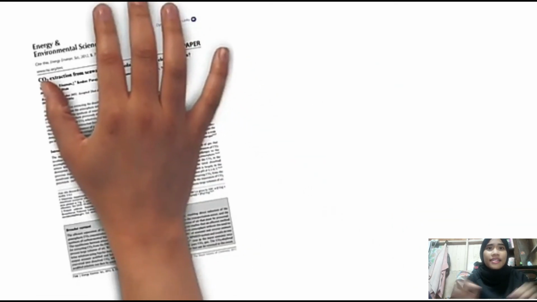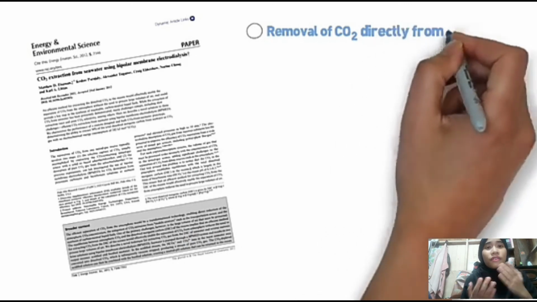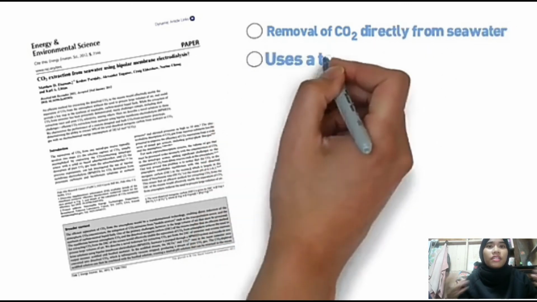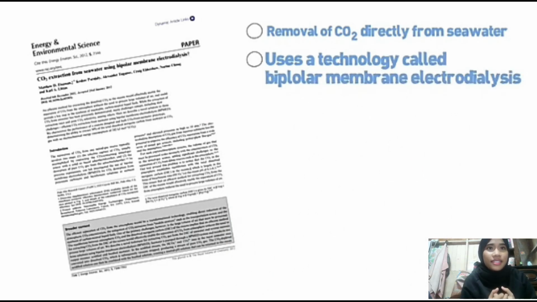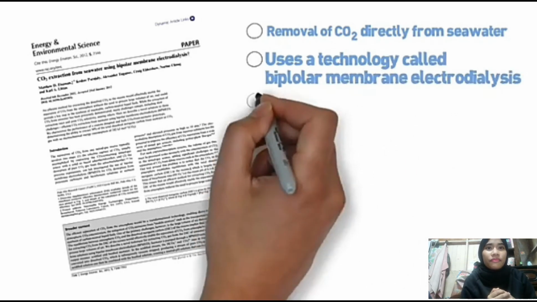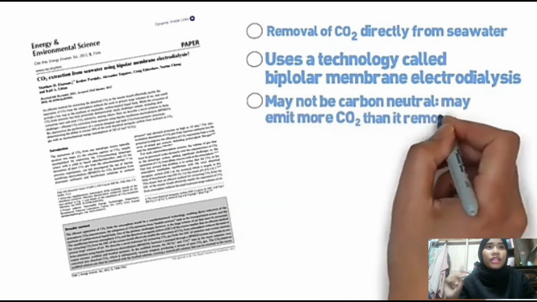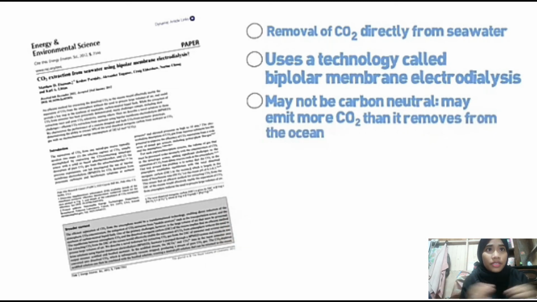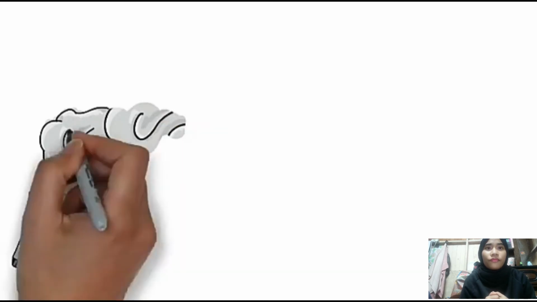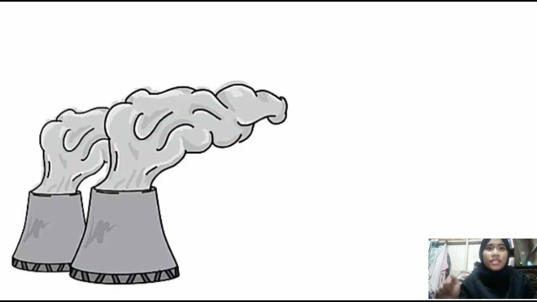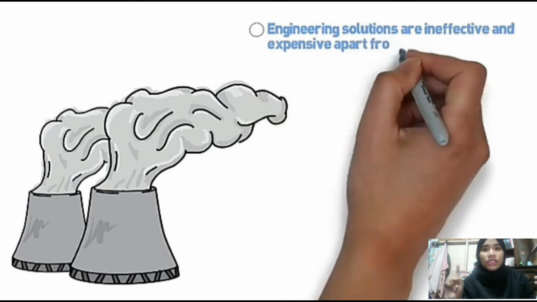For this reason, it may only be possible on local scales. It has been suggested that it's possible to remove carbon dioxide directly from seawater by using a technology called bipolar membrane electrolysis. Still, it may emit more carbon dioxide than is removed from the ocean. So these methods are worth investigating, but are only feasible as a long-term solution.